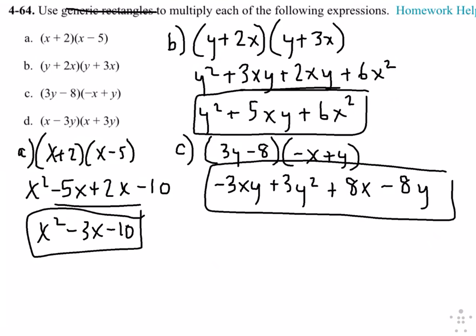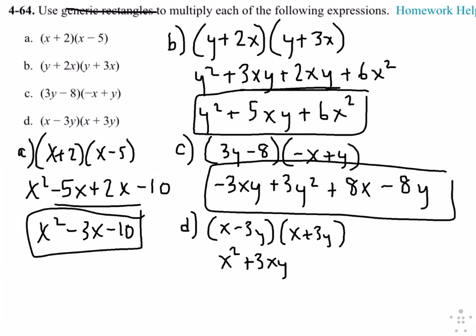And the last one, sure, let's squeeze that in here. We have x minus 3y times x plus 3y. And we've done problems like this, and we realize something kind of nice happens. So x times x is x squared. x times 3y is plus 3xy. Then negative 3y times x is negative 3xy. And negative 3y times positive 3y is minus 9y squared.